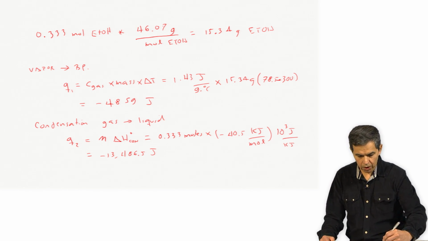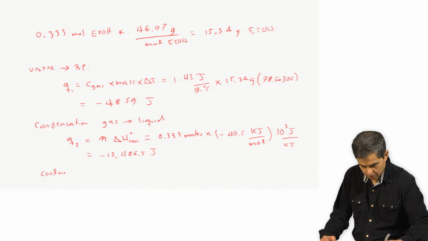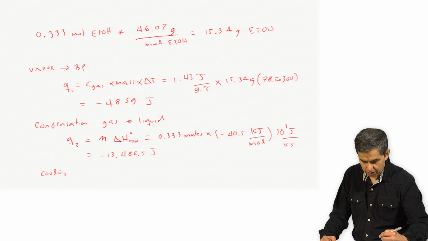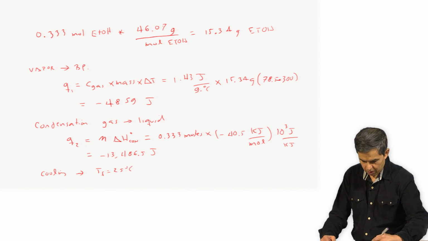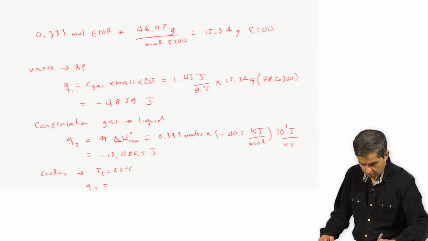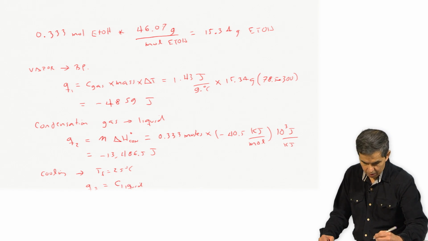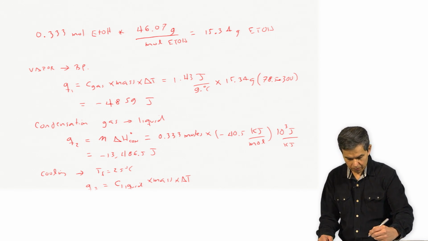The third step is cooling the liquid. So here we're going to have cooling, and that's going to be in the liquid phase. The final temperature to keep in mind is going to be 25 degrees Celsius. So it's going to be very similar to Q1, but this is Q3. We're going to have the heat capacity of the liquid. Then we're going to multiply that by the mass, and then multiply by the delta T corresponding to this step.